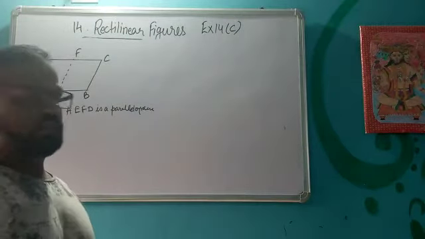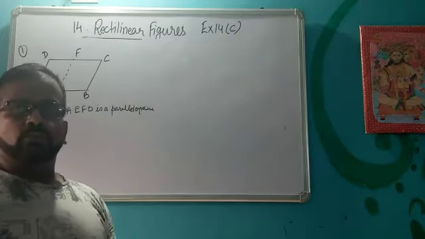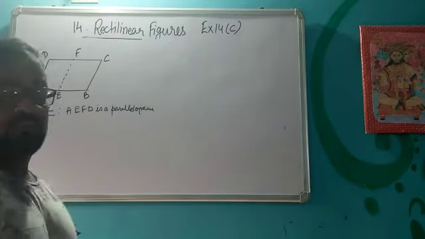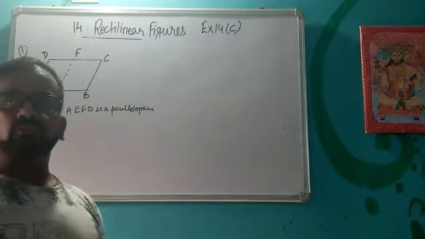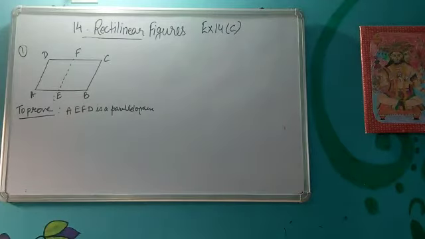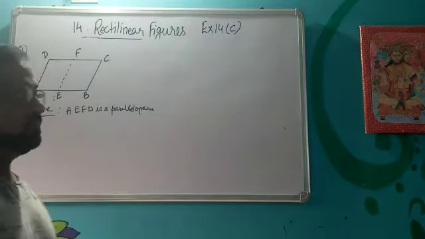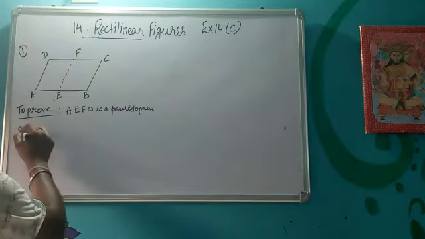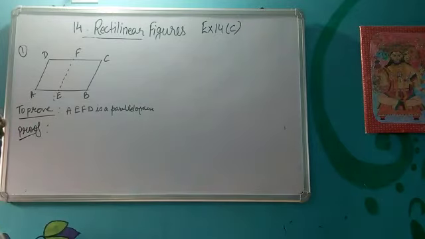Okay, so let's discuss the last exercise of this chapter, 14C. So far we have discussed 14A and 14B, and in this exercise also we will use the properties of the quadrilateral that we know. Now in the very first question it is given that E is the midpoint of AB and F is the midpoint of CD. And from this we have to prove that AEFD is a parallelogram.